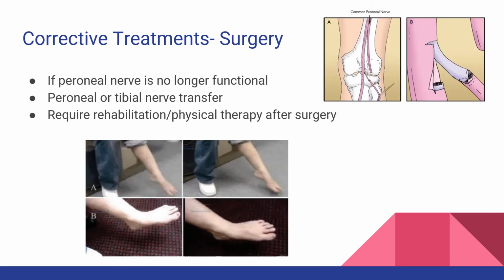If the peroneal nerve is no longer functional, the corrective treatment used is often surgery. So this would be a peroneal or tibial nerve transfer. Afterwards, this would require the physical therapy that we just discussed, but it is for those who have very extensive damage to their peroneal nerve. In a study, this shows one patient who had extensive peroneal nerve damage and could not do the dorsiflexion, but almost fully recovered their ability to dorsiflex their foot afterwards. So this is a relatively new procedure, but has been seen to be very effective.